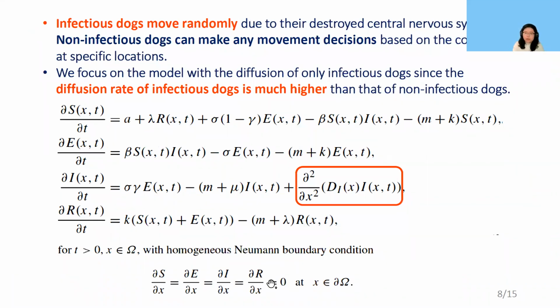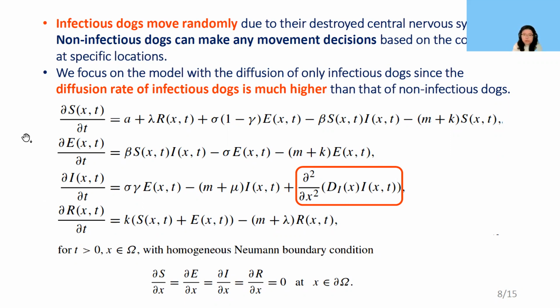Okay, so here is our model. In our model, we only consider the dog population. We do not consider human population. And we partition the dog population into 4 compartments, S, E, I, R, and they represent susceptible, exposed, infectious, and vaccinated compartments, respectively.